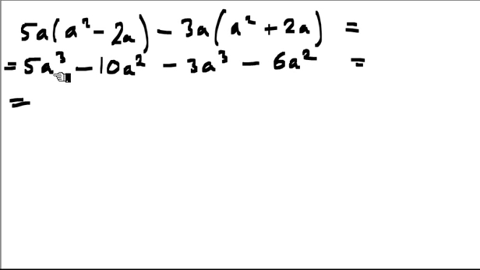Now let's simplify this expression. We have the a3 terms. We have 5a3 minus 3a3 is going to be 2a3. Then we have minus 10a2 minus 6a2. It's going to be minus 16a2. So here's the expression simplified.